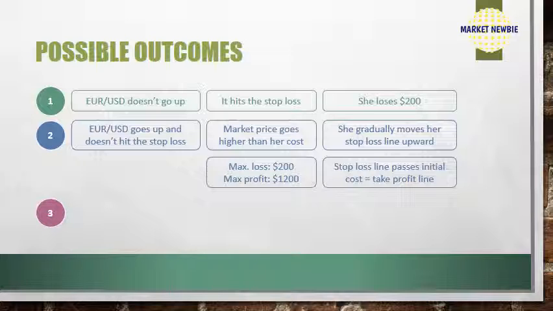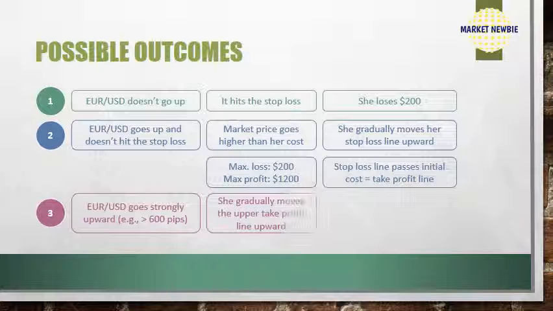The last scenario, or the best scenario, is that the currency pair goes strongly upward and the potential upward movement might even be bigger than 600 pips. In that case, Lisa could gradually move the upper take profit line upward as well. In that case, her potential profit will be greater than $1,200.